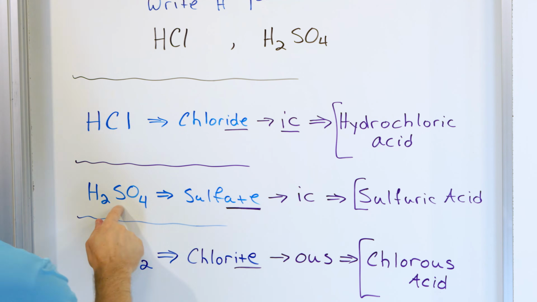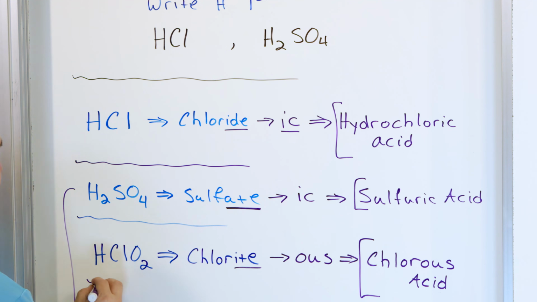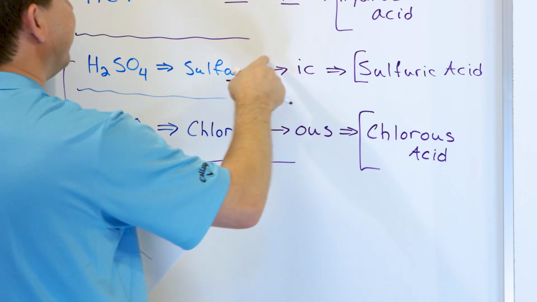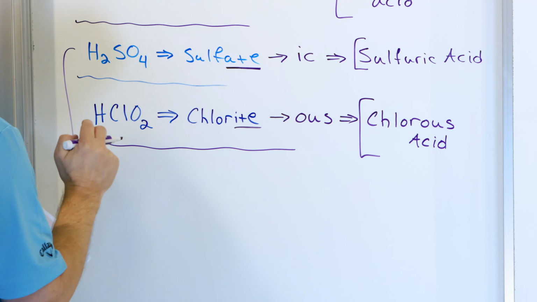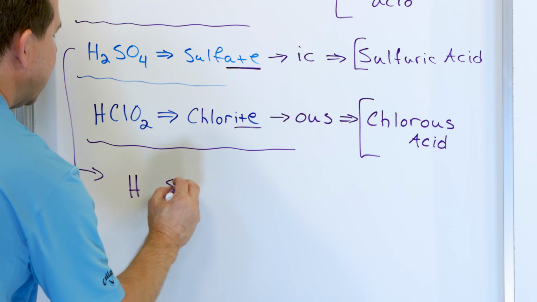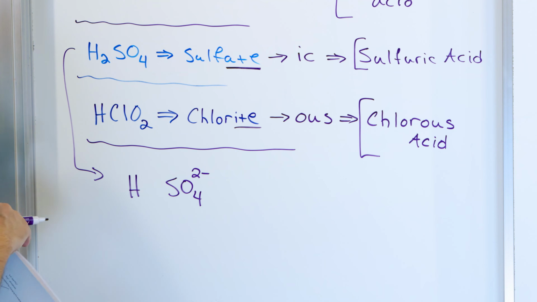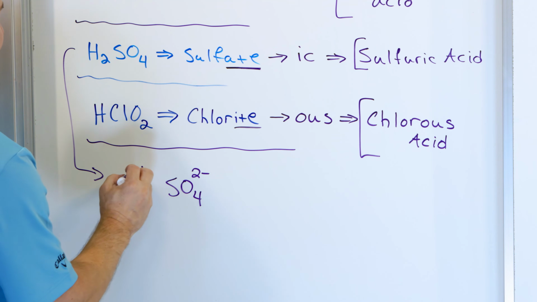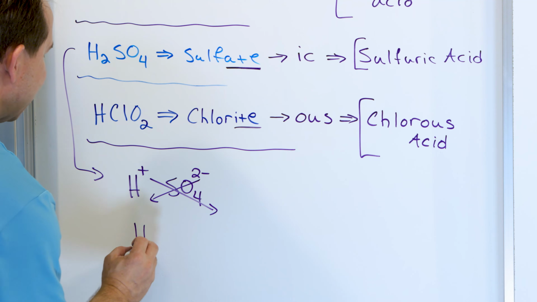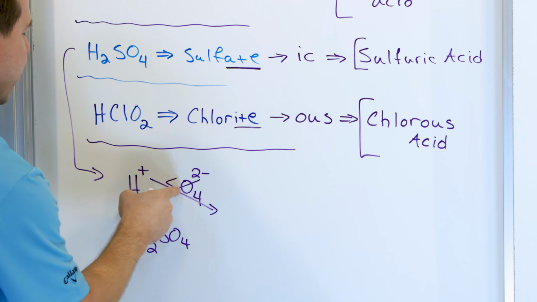Let's talk about sulfuric acid. How would you write that if you didn't really know? Well, if I just told you it was sulfuric acid, you know ic goes with ate, so it's a sulfate ion. So you would say hydrogen goes right here, and the sulfate ion is SO4 with a charge of -2. You get that straight from the table of polyatomic ions. Hydrogen is going to want to take a +1 charge, and when you do this, you get H2, the 2 coming from here, SO4, the 1 coming from here.